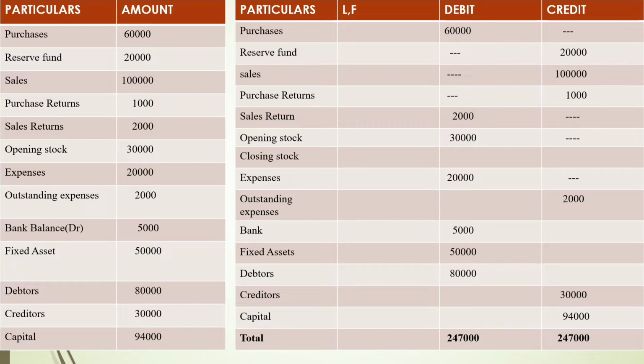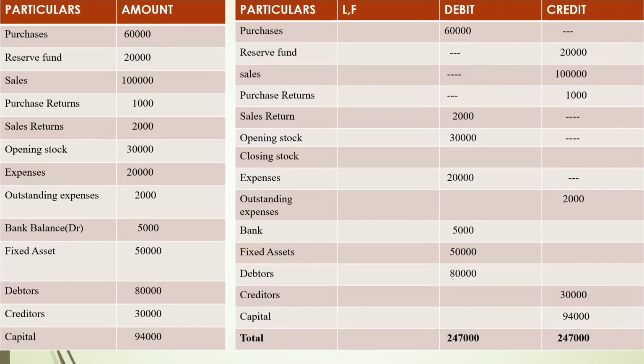Reserve is created out of the profit. Every year they will keep some amount as reserve for meeting contingencies. So this we should enter on the credit side of the trial balance, that is the credit column. Coming to the sales, I already told you sales is always credit, so you can enter it in the credit column.